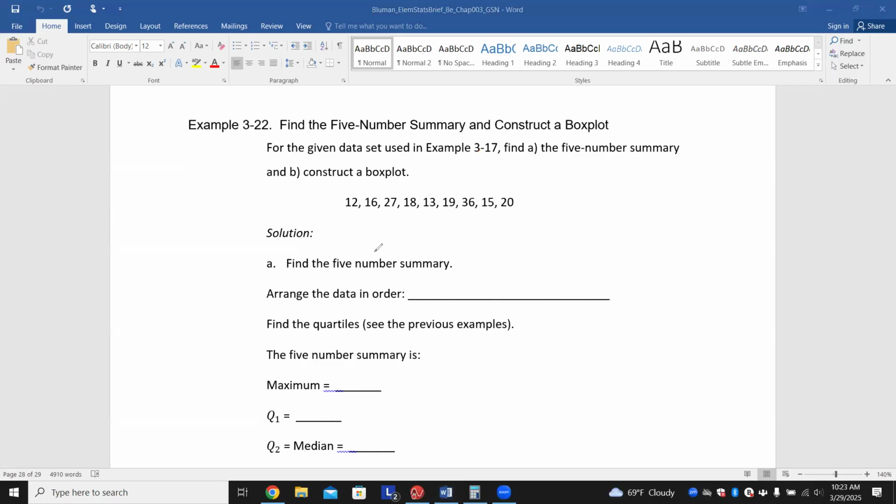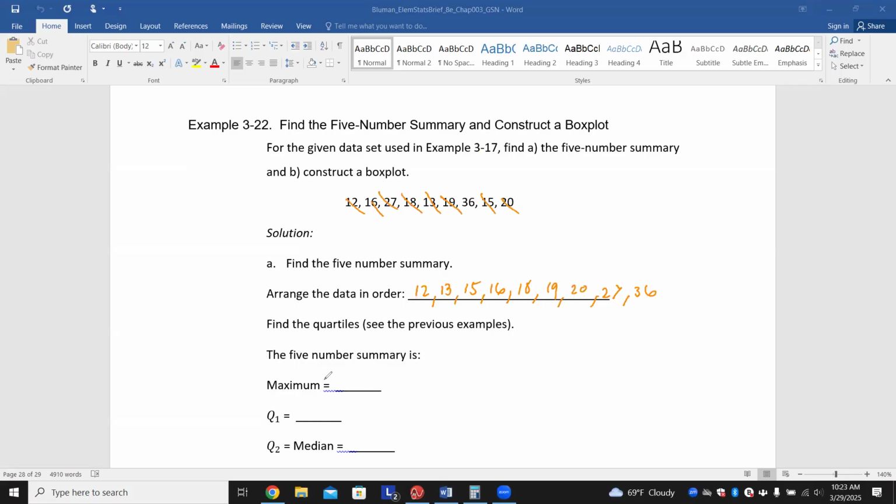So the first thing we want to do is arrange the data in order. So this looks like a 12, 13, 15, 16, 18, 19, 20, 27, and 36. Now we're going to find the quartiles.